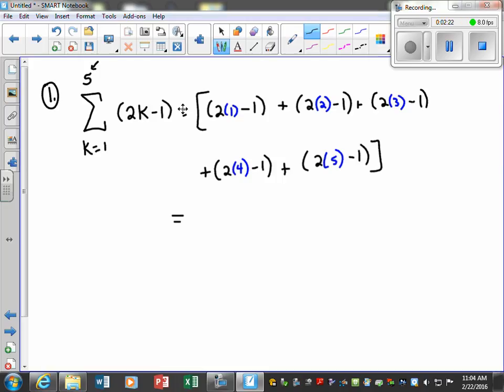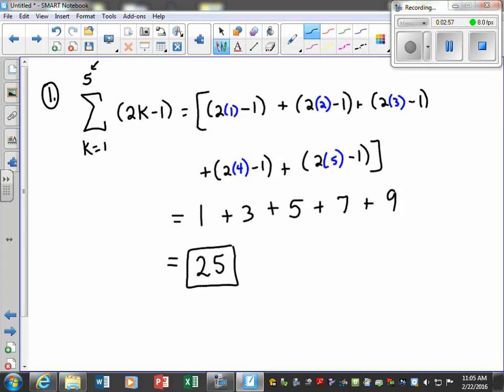So we want to find the answer. So 2 times 1 is 2. Minus 1 is just going to be 1. Let's do this next one. 2 times 2 is 4. Minus 1 will be 3. We'll move to the next term. 6 minus 1 is 5. We can kind of see the pattern now, but let's just calculate this out. 2 times 4 is 8. Minus 1 is 7. 2 times 5 is 10. Minus 1, which is 9. Add all those up, and what do we get? Good. So the sum of 2k minus 1 when k is 1 to 5 is going to be 25.